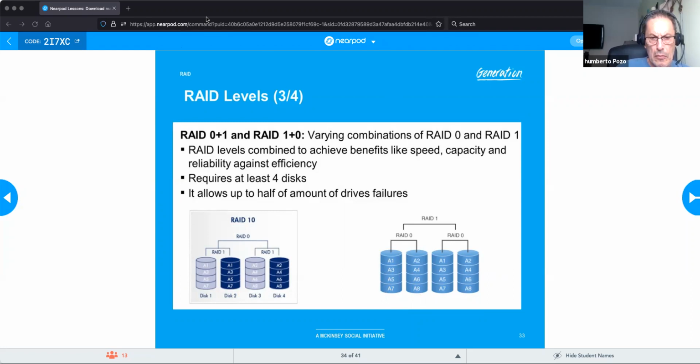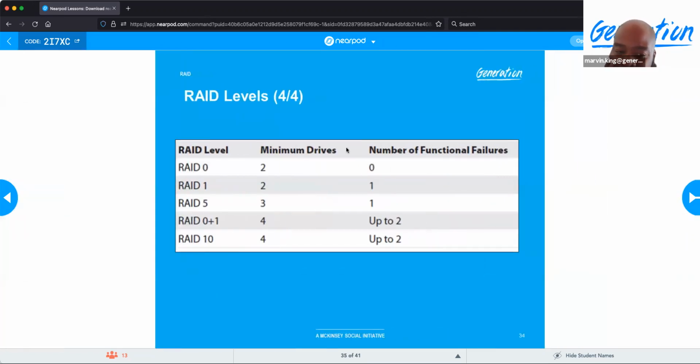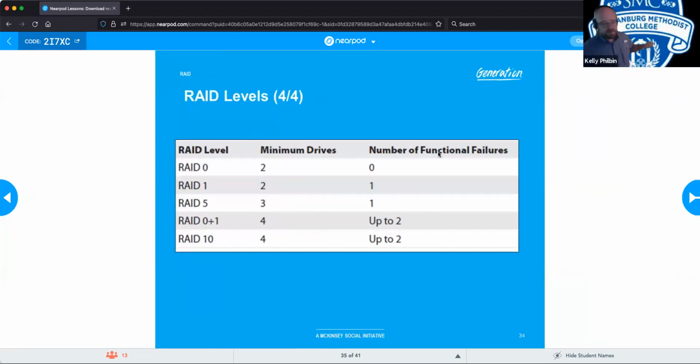All right. That's heavy stuff. So if you have questions, speak on it. Here's a way to sum it up for you pretty good. RAID 0, minimum drives 2, number of functional failures allowed 0. RAID 1, minimum 2 drives, number of functional failures 1. RAID 5, minimum drives 3, functional drive failures allowed 1. And then 1+0 and 0+1 both require 4 minimum drives, up to 2 failures.